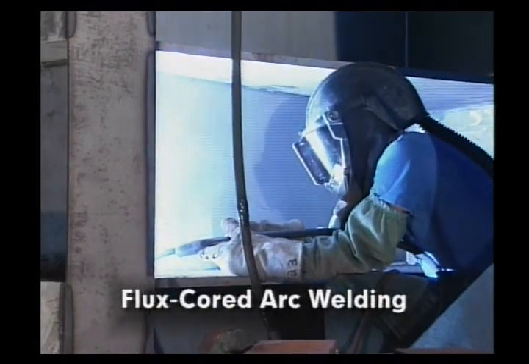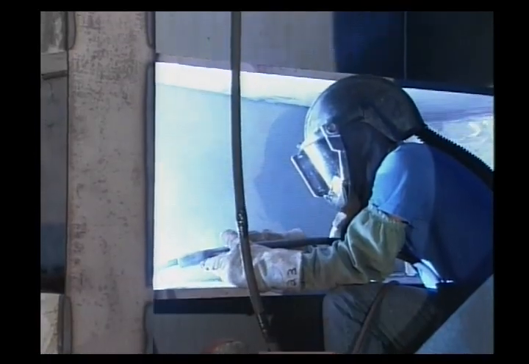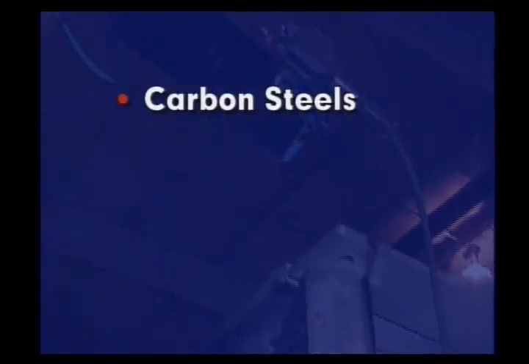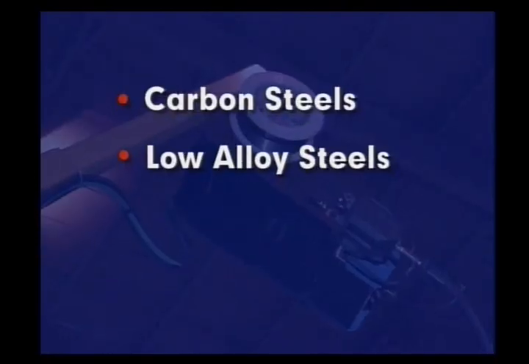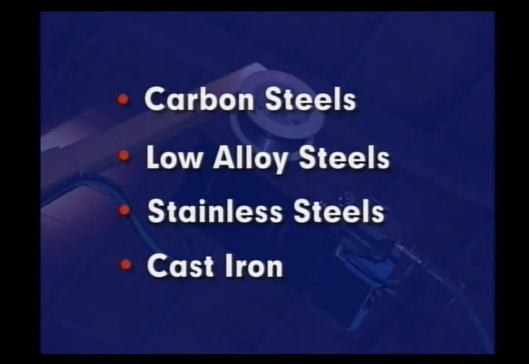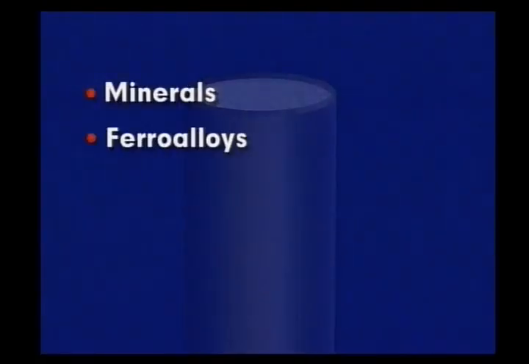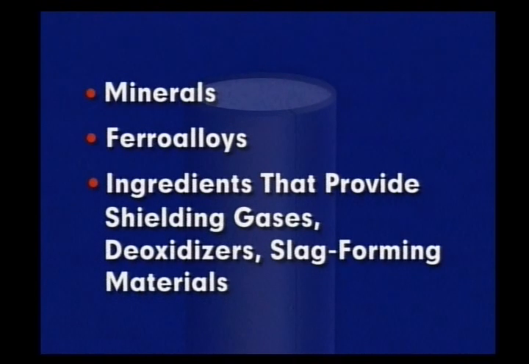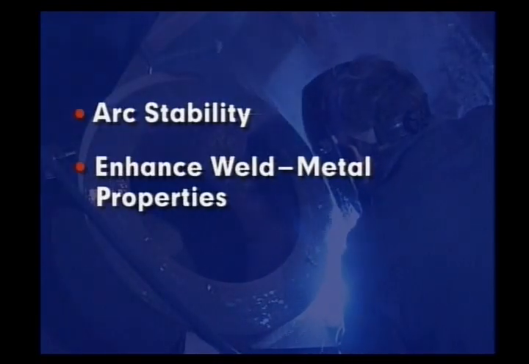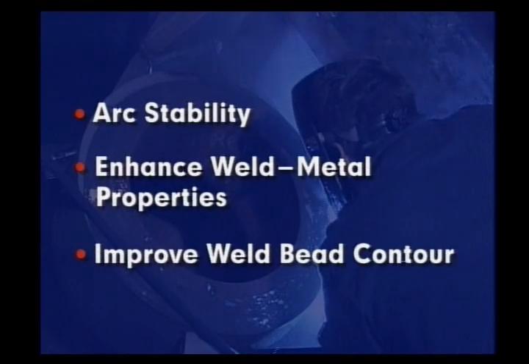Flux-cored arc welding uses a filler metal made up of a tubular electrode with a flux core and with or without additional gas shielding to join carbon steels, low alloy steels, stainless steels, and cast iron. The core may contain minerals, ferroalloys, and ingredients that provide shielding gases, deoxidizers, and slag-forming materials. These ingredients promote arc stability, enhance weld metal properties, and improve weld bead contour.